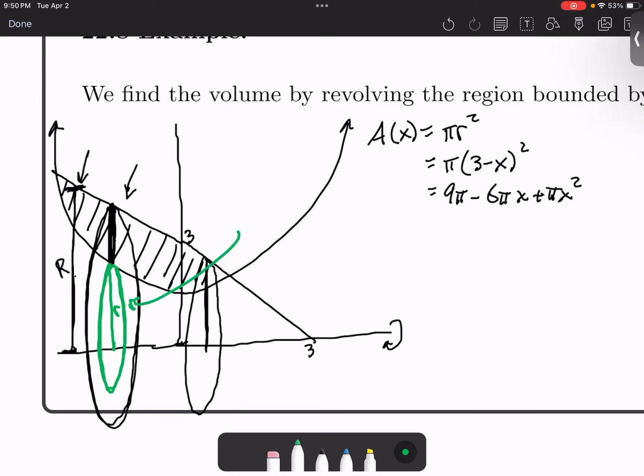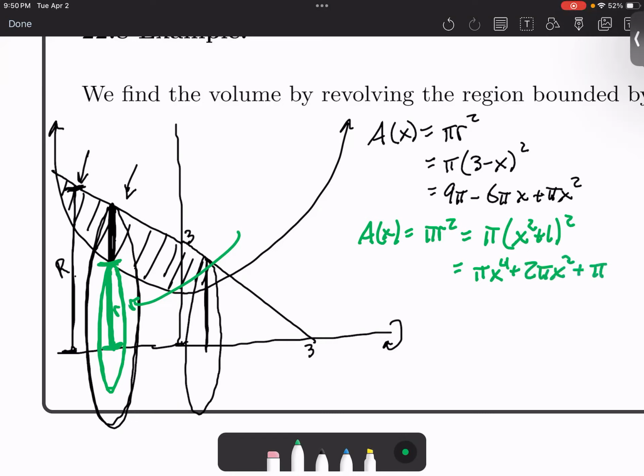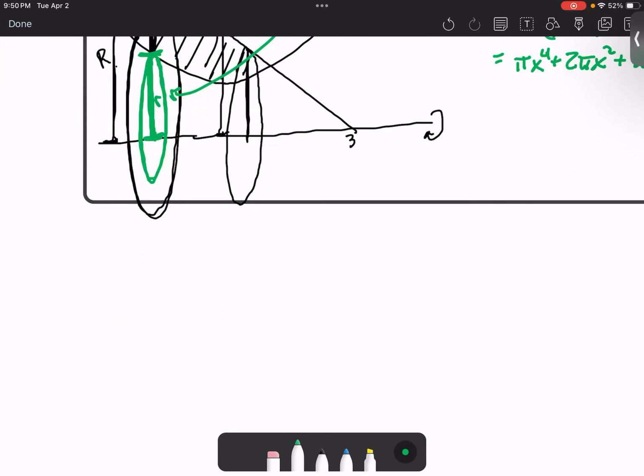These little green circles that we're going to cut out have a radius given to us from the x-axis to the bottom curve. So the area of these circles is pi r squared, where the radius is given to you by the bottom curve, x squared plus 1. So simplifying, we have pi x to the 4th plus 2 pi x squared plus pi. How we should think about this is we're taking the big circles and subtracting away from them the little circles.